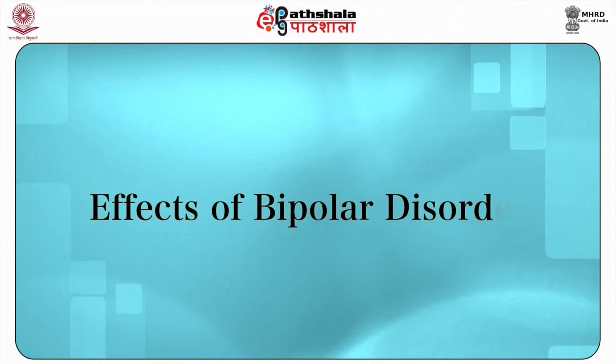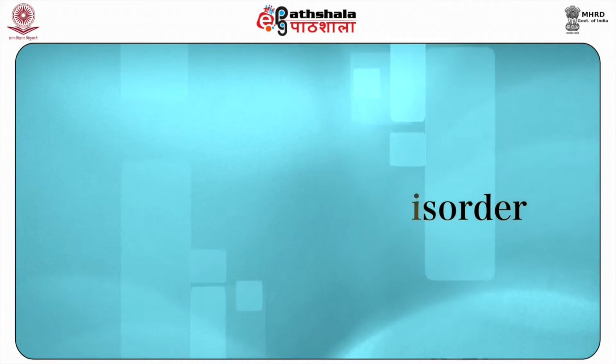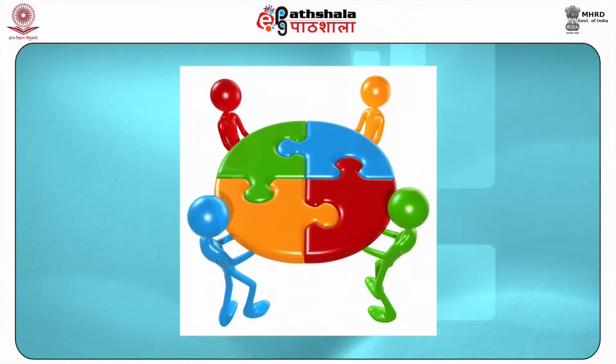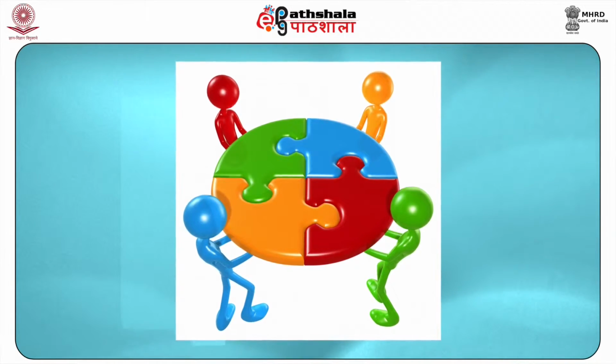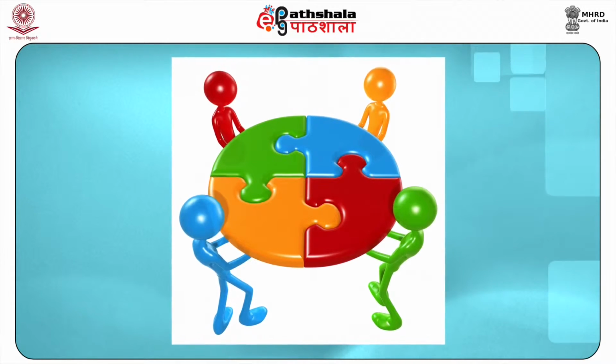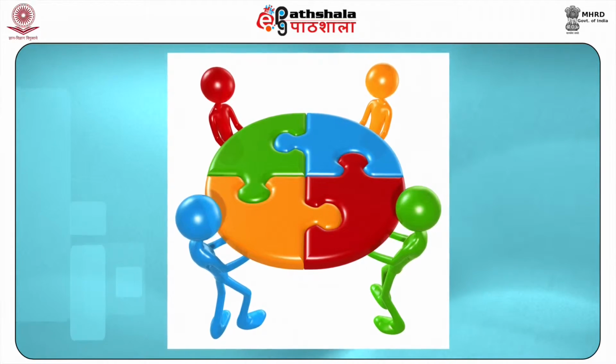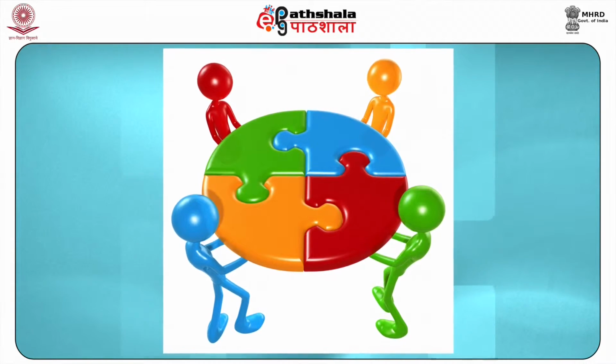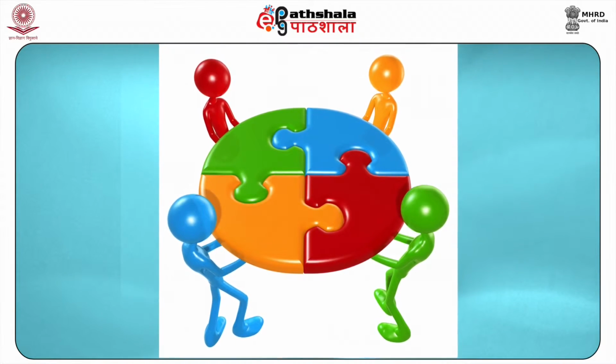Next is effects of bipolar disorder. When the signs and symptoms of bipolar disorder are ignored or improperly treated, the effects can be devastating, both to the individual with the disorder and those around him or her. Some of the possible effects of bipolar disorder are relationship problems. Relationships suffer because people with bipolar disorder often seem to be unpredictable. People surrounding such persons often become incapable of coping with such mood swings.